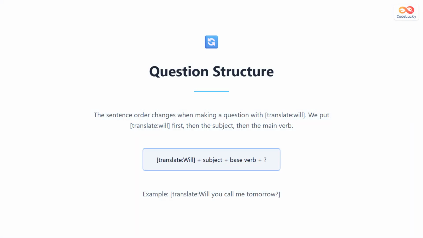When making a question with will, the word order changes. Start with will, then say the subject, and finally use the base verb form. For example, will you call me tomorrow? Notice that there is no S at the end of the verb and no helping verb do or does. The word will is the only auxiliary needed to show the future tense.